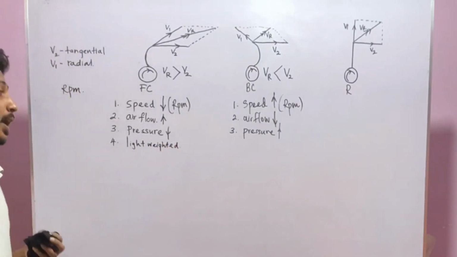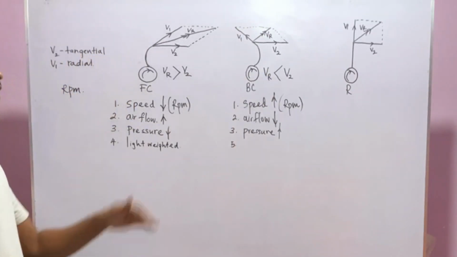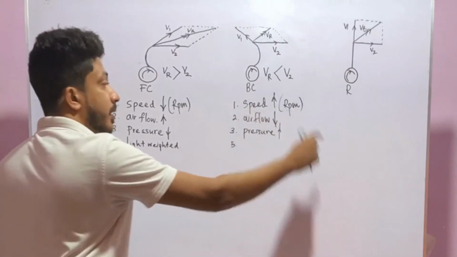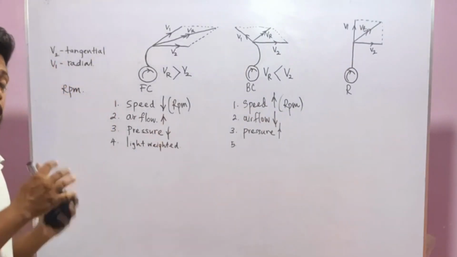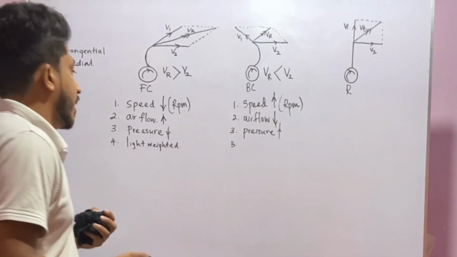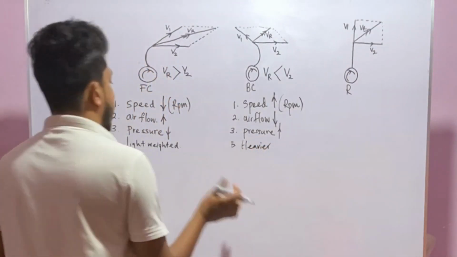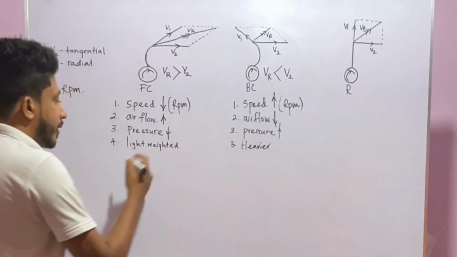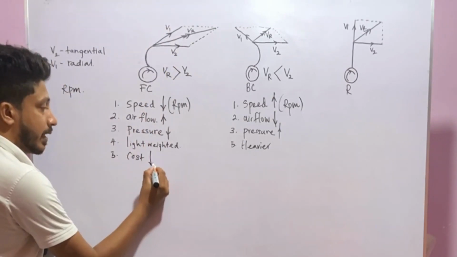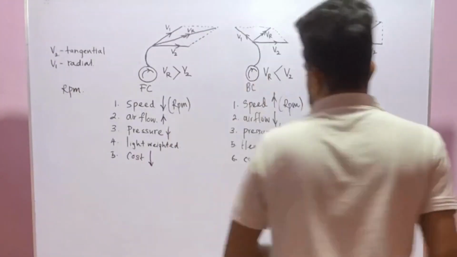Okay, this is very lightweight. But this backward fan should be able to work in higher speeds. That means the fan has to be constructed a bit heavier than the forward curve fan. Because of that, the cost of the forward curve fan is less compared to the cost of the backward curve fan.